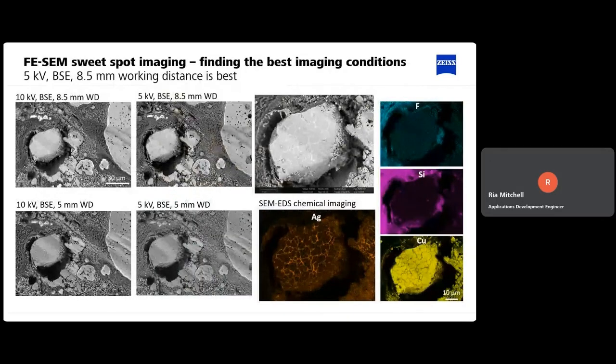We can also perform sweet spot imaging to look at these strange defects where that silver layer has actually penetrated into the center part of the particle. We notice in this particular example that actually having a longer working distance at 8.5 millimeters works best for observing these features. So again, another example of when sweet spot imaging and choosing the correct imaging parameters in your FESEM is necessary to be able to see different things in your sample.